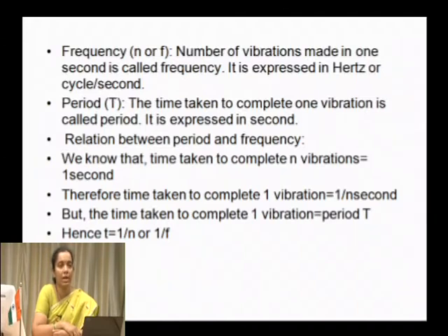Next, let us derive a relation between the period and frequency of a vibrating body. We know that the time taken to complete n vibrations is equal to 1 second. So, the time taken to complete one vibration will be 1 by n of a second, and we know the time taken to complete one vibration is the time period T. Hence, the time period T is equal to 1 by n or 1 by f, because the symbol for frequency can be either n or f. That is the relationship between the time period and frequency. So, the product of the time period and frequency will always be equal to 1 second.